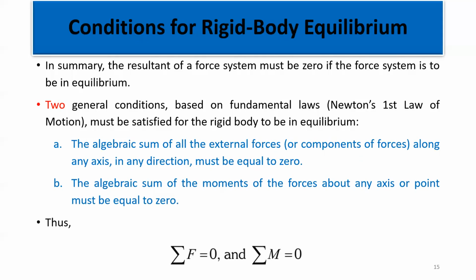So we say that in summary, if you have a 2D problem, we sum forces in the X, we sum forces in the Y, and then we take the net moment about any point. Everything should be equal to zero. If that condition is satisfied, then I will say that the body is in what? Equilibrium.